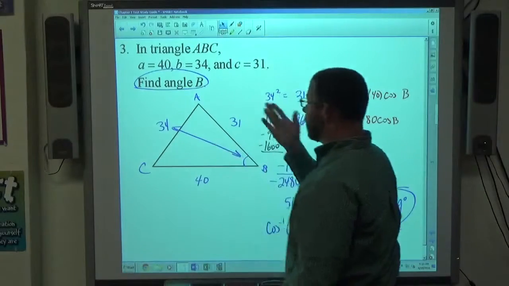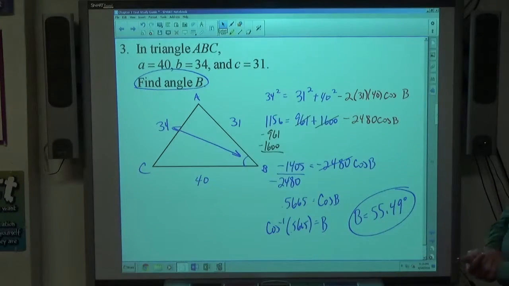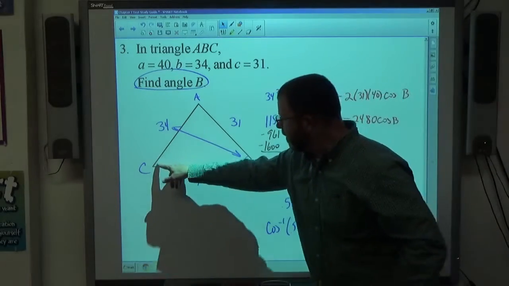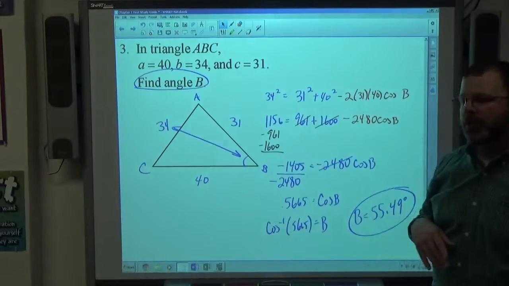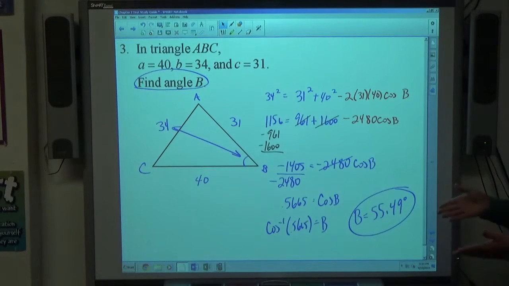Again, that's all they asked me for is B, so that's it. If they asked me to find A or C also, I would probably do the law of sines to find C, because C is an acute angle. A might be an obtuse angle. I wouldn't want to use the law of sines to do that. So once I found out what C equaled, then I'd subtract from 180 to find A. But again, they're only asking for B, so that's all you have to find.